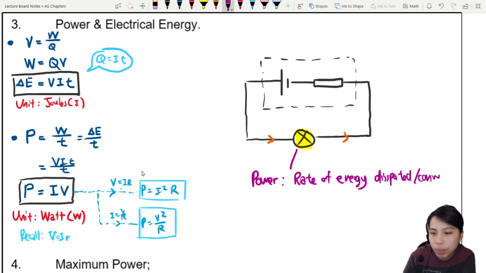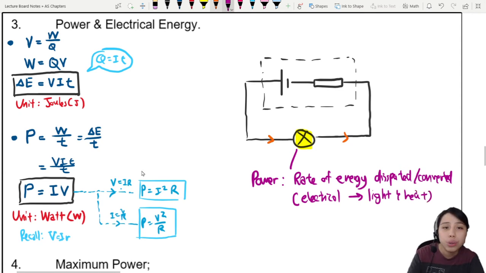Or converted from electrical to, I don't know what other thing, light and heat. Okay, so we say light or heat. Light and heat. So if you want to plug in your values, you will need to know the resistance of the lamp, or at least the potential difference across the lamp. Like this. V.